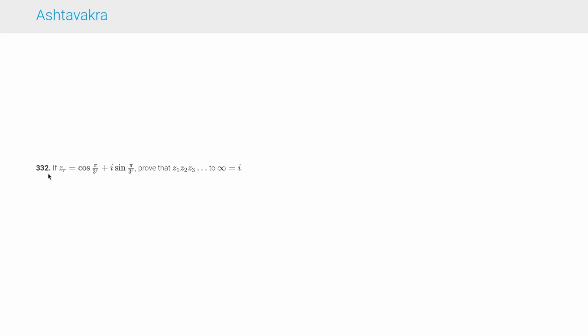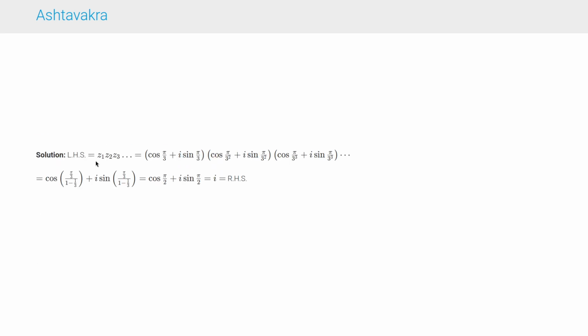Question 332 says that if z_r is equal to cos (pi by 3)^r plus i sine (pi by 3)^r, prove that z1, z2, z3 up to infinity is equal to i. So we write the left hand side z1, z2, z3 up to infinity as (cos pi by 3 plus i sine pi by 3) into (cos (pi by 3)^2 plus i sine (pi by 3)^2) into (cos (pi by 3)^3 plus i sine (pi by 3)^3) and so on.